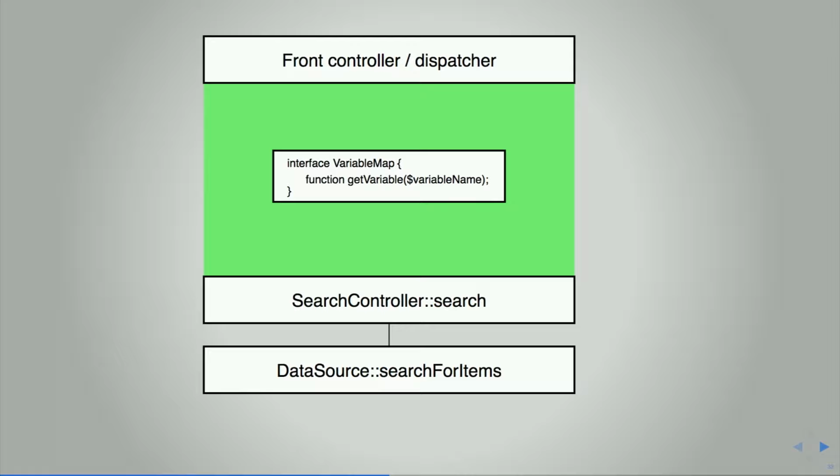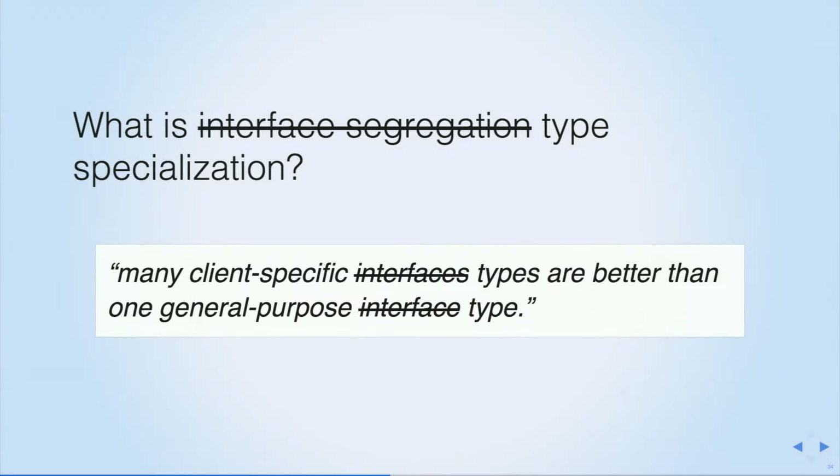So that's basic interface segregation. But I think the concept can actually be much more widely used in PHP. Although interface segregation makes you think about interfaces, it can be applied to other things. So I'm going to change the definition of what we're talking about. Instead of interface segregation, the question now becomes, what is type specialization? And for me, the answer is many client-specific types are better than one general-purpose type.